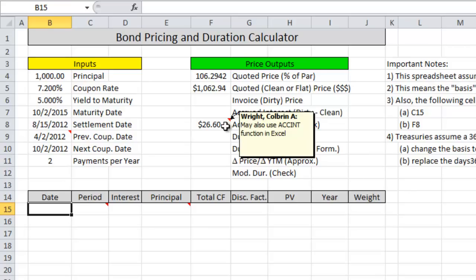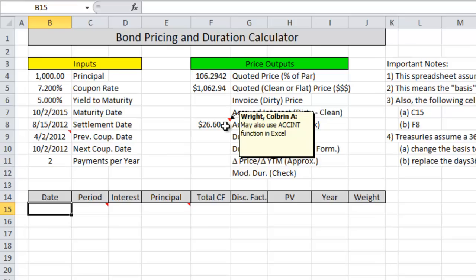Step 1 in pricing a bond is to map out the cash flows. Step 2 is to figure out the discount factors that you will use to find the present value of each of those cash flows. Step 3 is then to find the present value of all of those cash flows. And then step 4 is to just add up the present values. So that's all we're going to do.